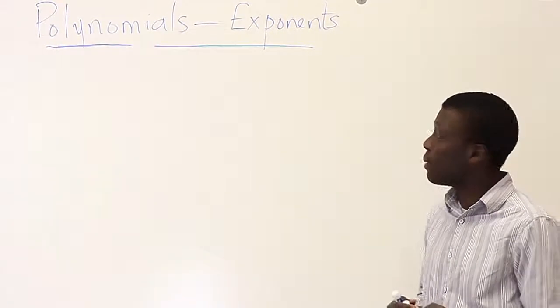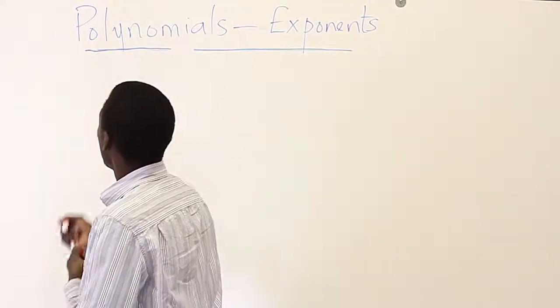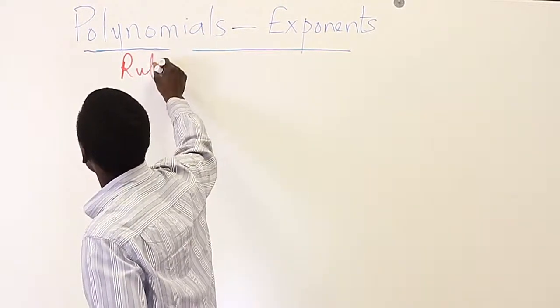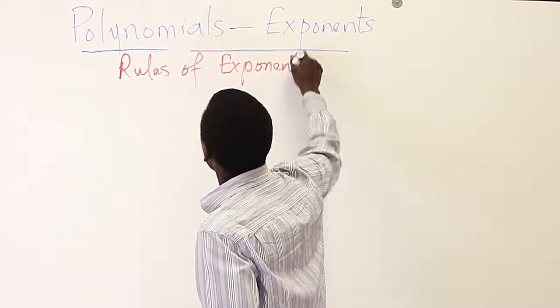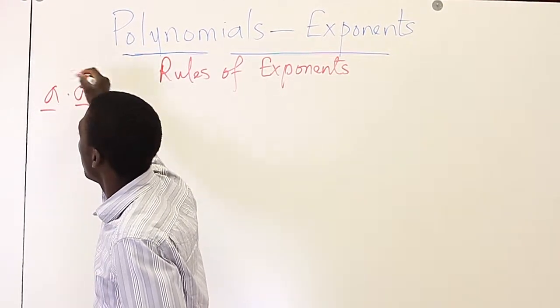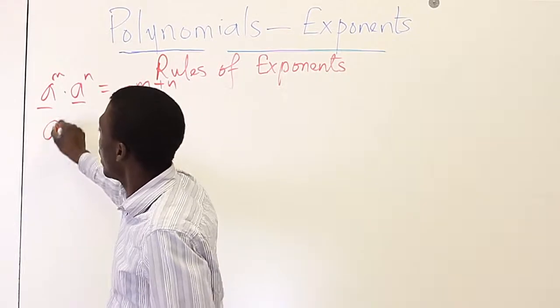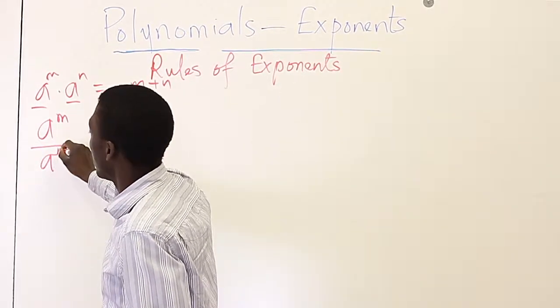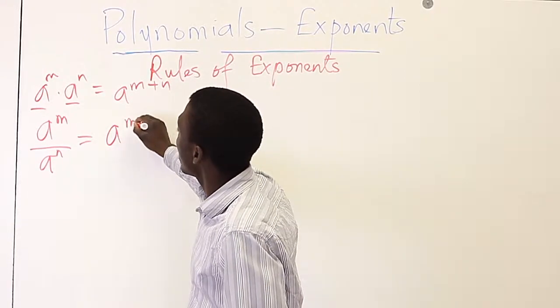So we're looking at more polynomial rules, or rules of exponents, so to speak. We've looked at two rules so far. If two things have the same base and they're multiplying, you can add their powers. If you have a division and a is not 0, then you can subtract their powers.